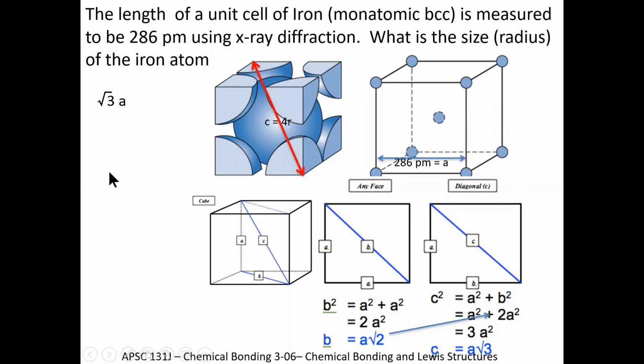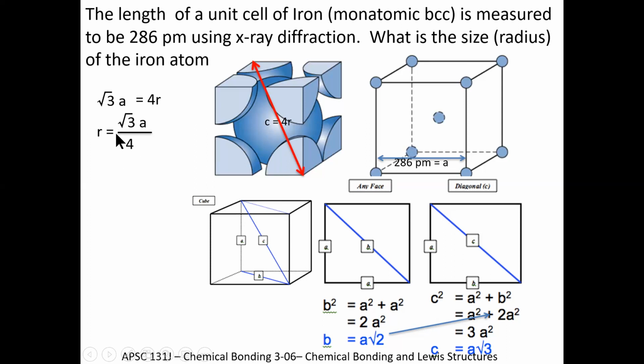So the root of 3A, we said that there's 4 radii of 4 atoms here inside this body-centered cubic cell. We know the relationship. Now we can rearrange this equation to get R is equal to the square root of 3A divided by 4. So if we know A, we know R. If we know R, we know A. We can calculate them using this relationship.